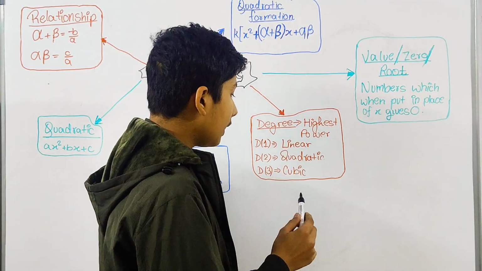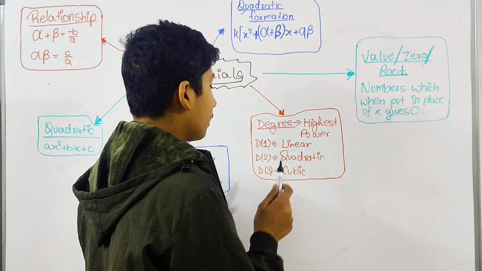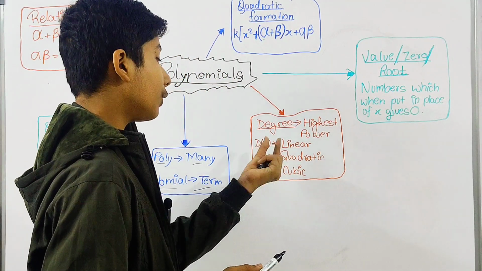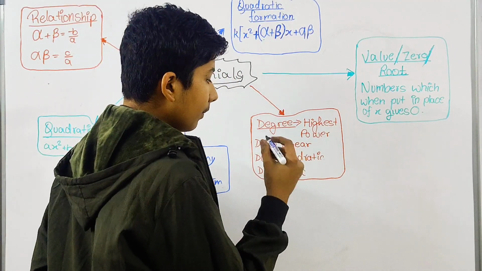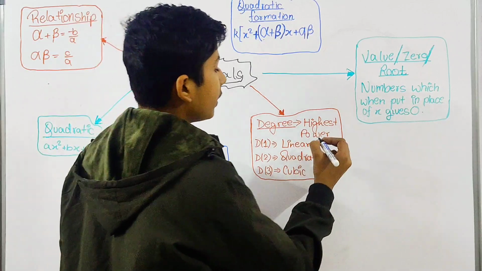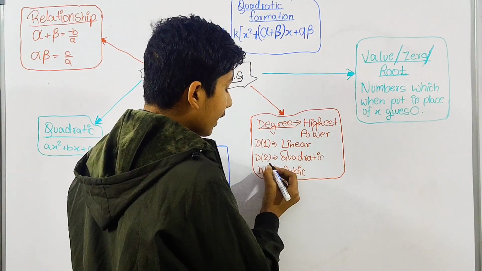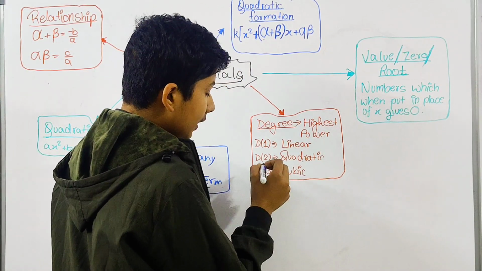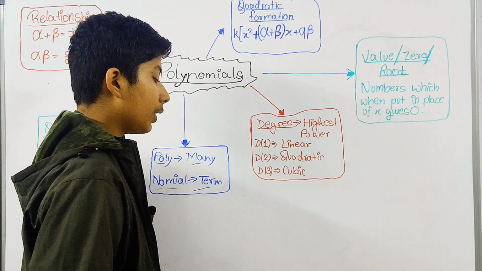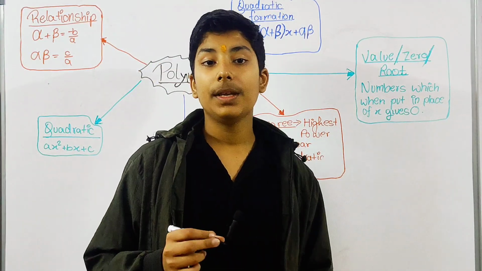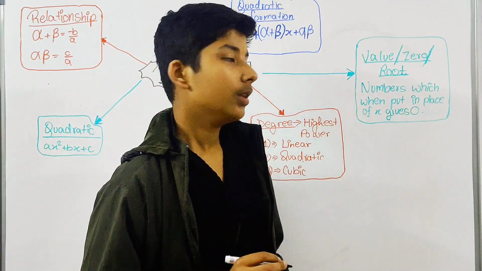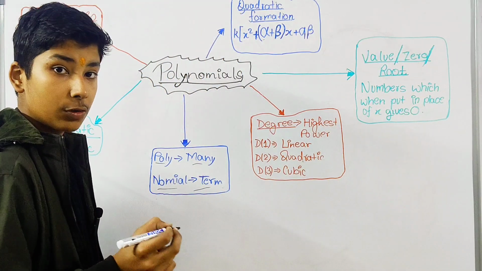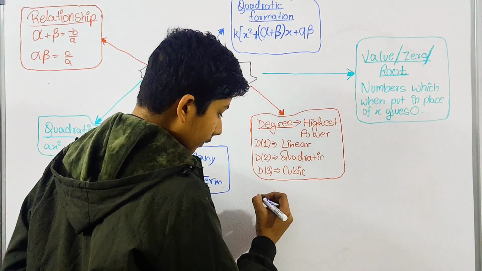So, the polynomial which has degree 1, degree means highest power, will be known as linear polynomial. Degree 2 means quadratic polynomial. Degree 3 means cubic polynomial, and degree 4 will mean biquadratic polynomial. So firstly, how do you find degree?